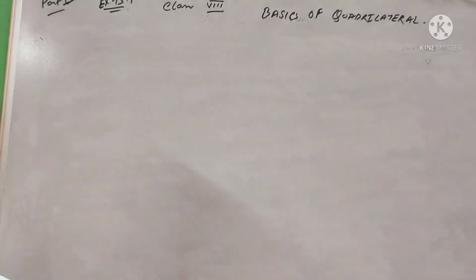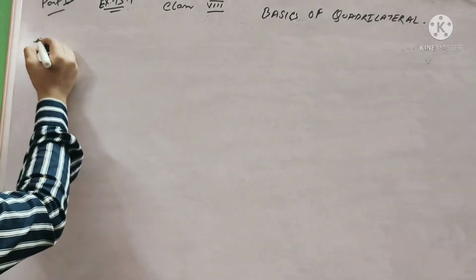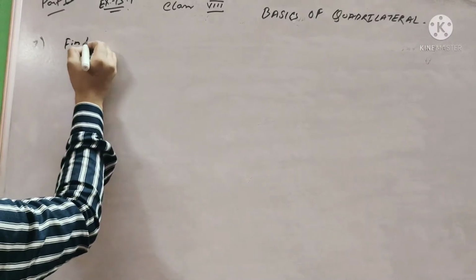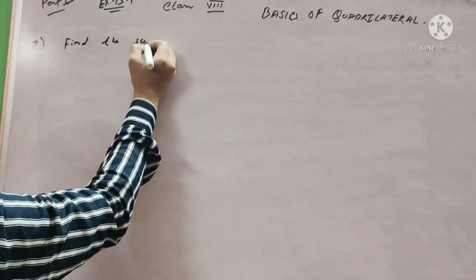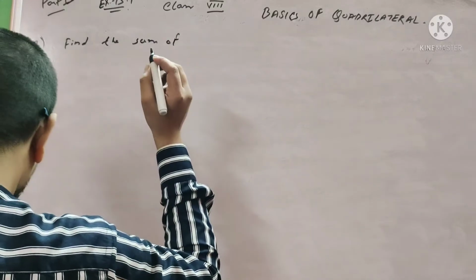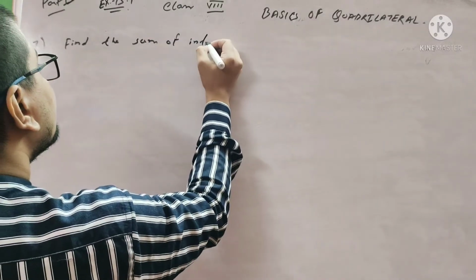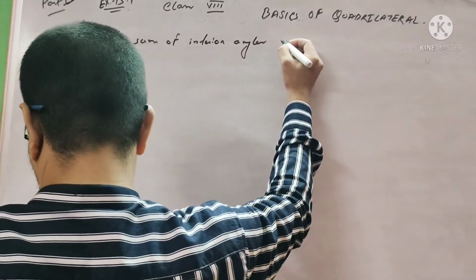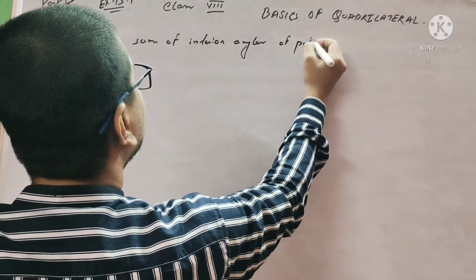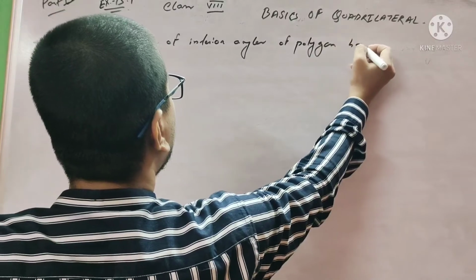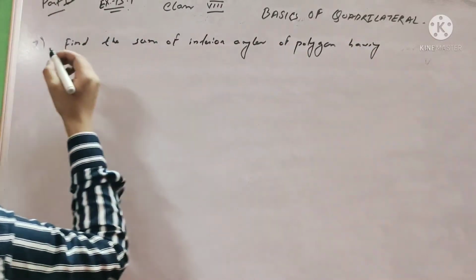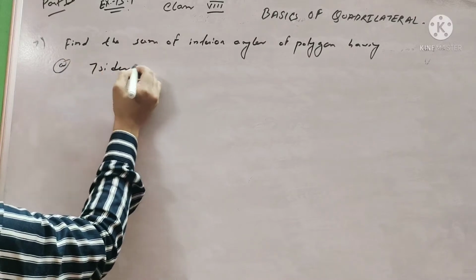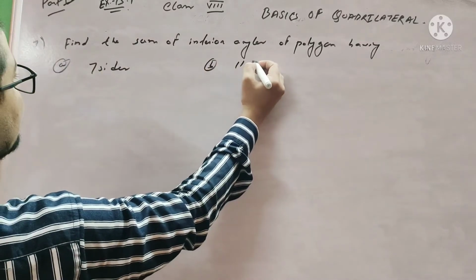Question number 7. Find the sum of interior angles of a polygon having number A) 7 sides and number B) 11 sides.